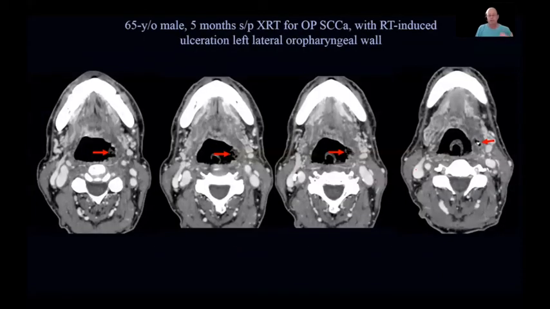This is a more typical ulceration. This person had been radiated 5 months earlier for oropharyngeal cancer, and now we see not only this breach in the mucosa, but there's debris in it. This is a very typical ulcer. And notice that the superior cornu of the hyoid bone is poking into it and is surrounded by air. More on this later, but that is a harbinger of osteoradionecrosis.